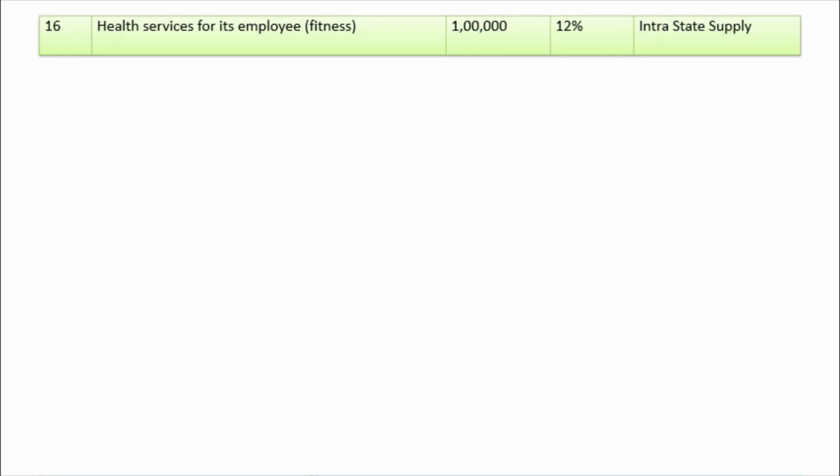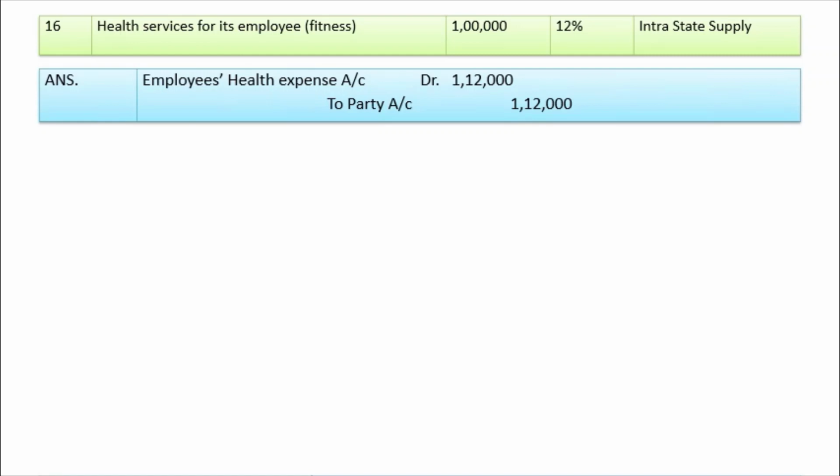So the entry is: employee health expense account debit 1 lakh 12,000, to party account 1 lakh 12,000. As health and fitness services are totally blocked under Section 17 subsection 5, credit is not available for the employer, and so that is why GST is not to be recorded separately.